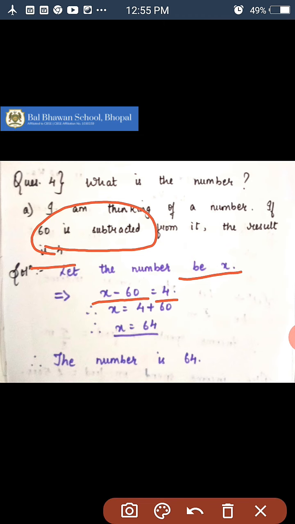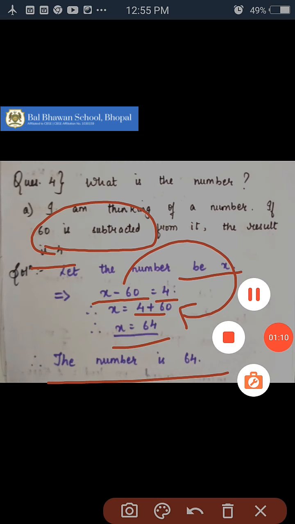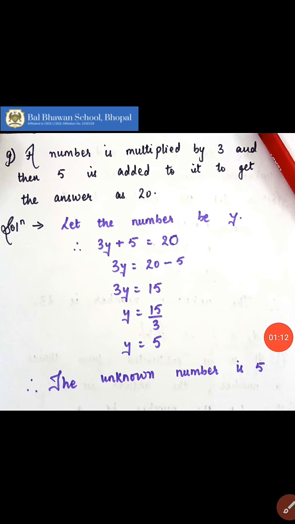Now we all know, children, when minus 60 will move to the other side, it will become plus 60. So 60 plus 4 will give you 64. So therefore the number which I was thinking of was 64. Now let's come to another question.